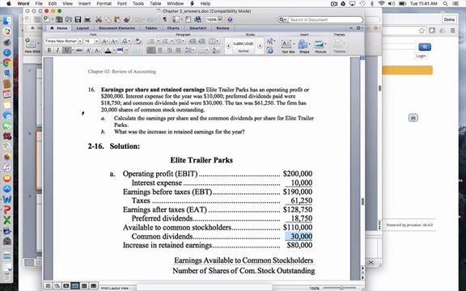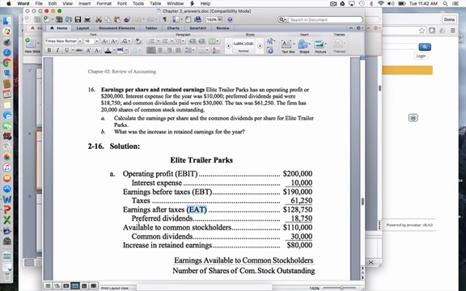So here we have operating profit 200,000. Then we have interest expense 10,000. That's given. You don't have to calculate it like we did in the previous problem in the income statement. Then what's left over is earnings before taxes, subtract interest from operating profit. Then we pay taxes. Again, it's given, we don't have to calculate it. Subtract it from earnings before taxes. What's left over is called earnings after taxes or net income.